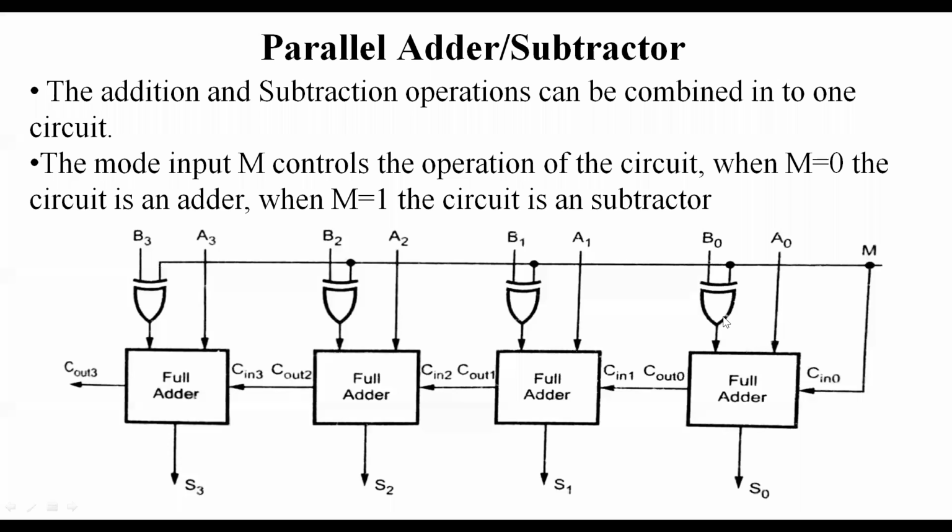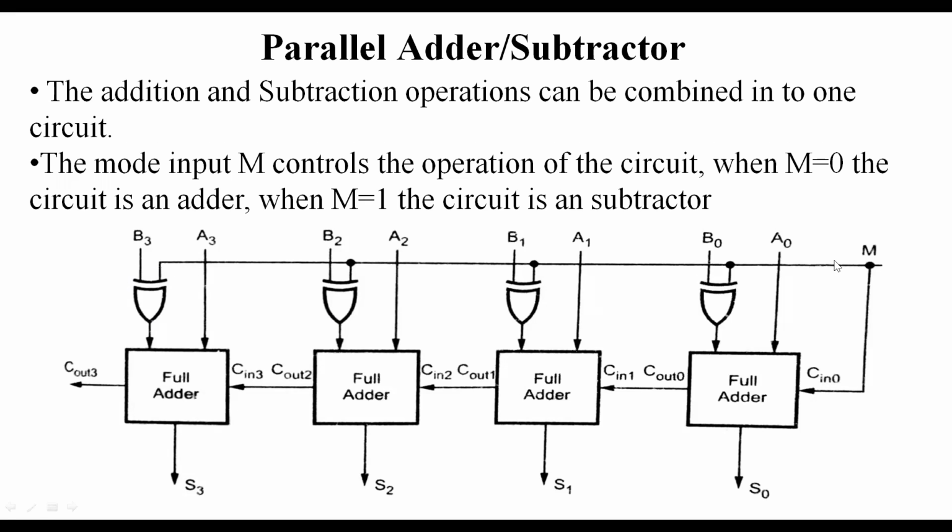If you observe the XOR gate connection, as I have already explained, when m equals 0, then A0 and B0 will be directly added. A0, B0 directly added. And when m equals 1, A0 will be subtracted with respect to B0. The mode control input is connected to all the B inputs, B0, B1, B2, and B3.